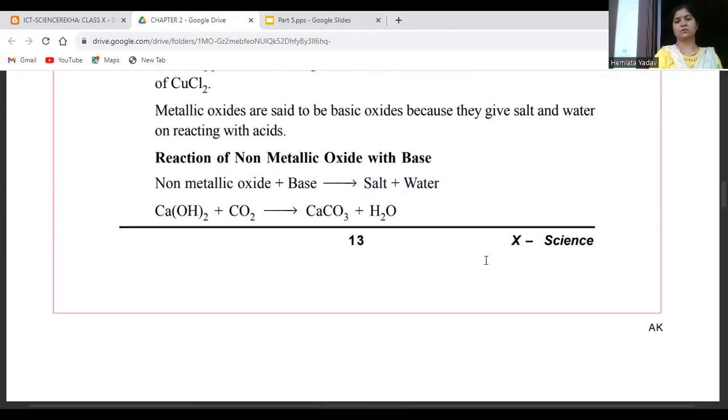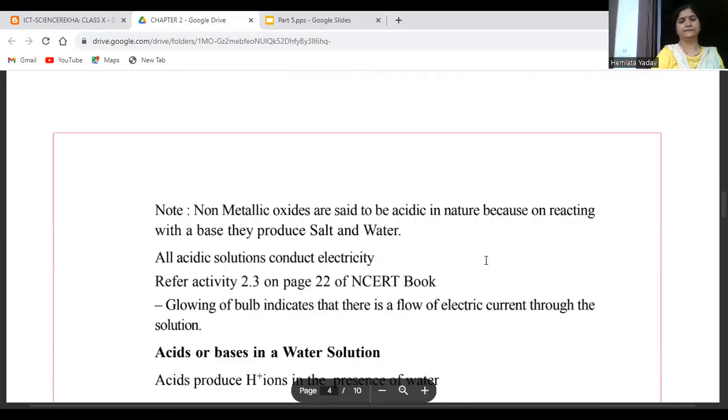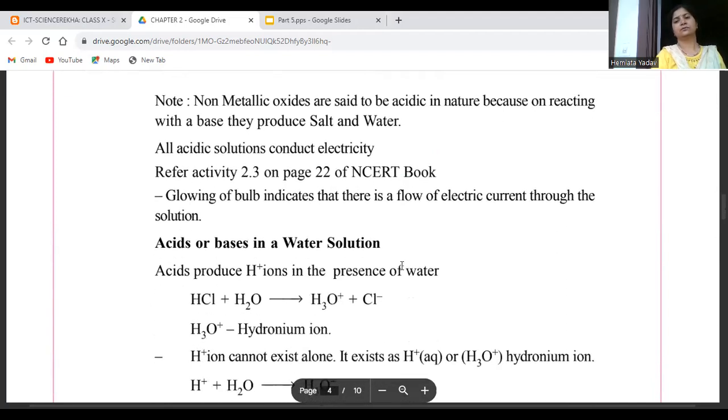Ca(OH)2 plus CO2 gives CaCO3 plus water. Non-metallic oxides are said to be acidic.